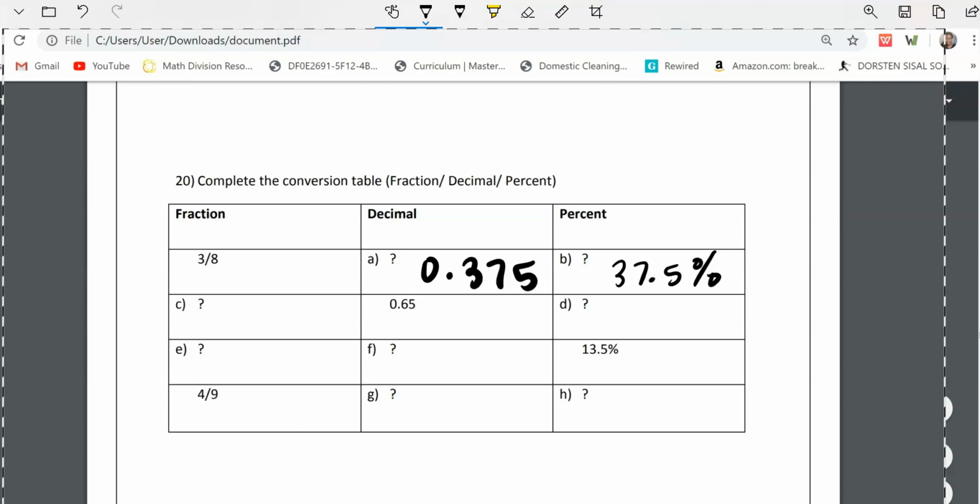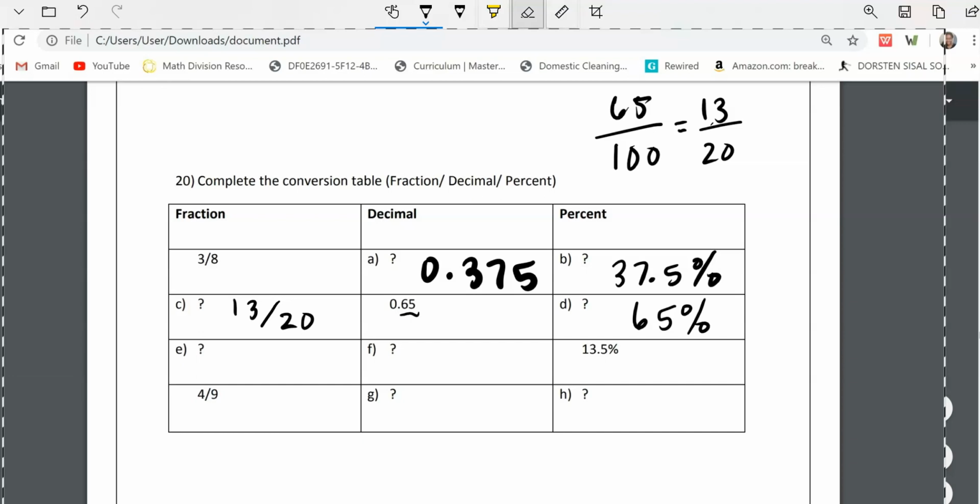The next one is pretty quick. They give us 0.65, so that's 65% in the second row. And to make a fraction, I'm going to do my scratch work. 65 is the number we see, 100 is the place value. So we will go and reduce this. If I divide them both by 5, I'll get 20 down here, and 5 goes in there 13 times. So 13 over 20 is the answer for that one.